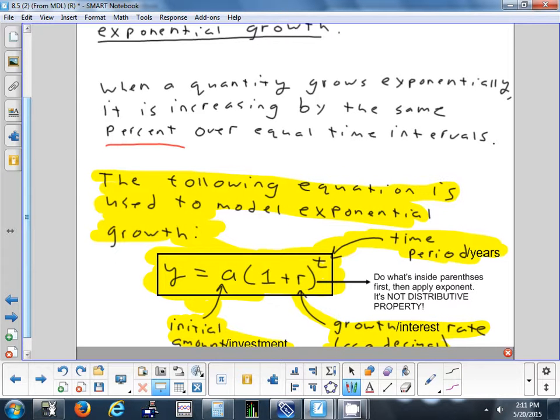I'm going to show you what each letter here is. A is the initial amount. Let's say you're talking about a population of a city. Maybe it's what the population started at. If you were talking about how much money you had in a bank account, maybe it's how much money you started the account with.